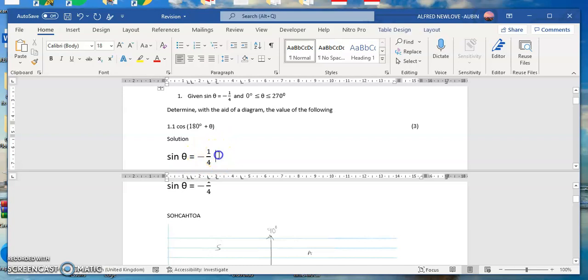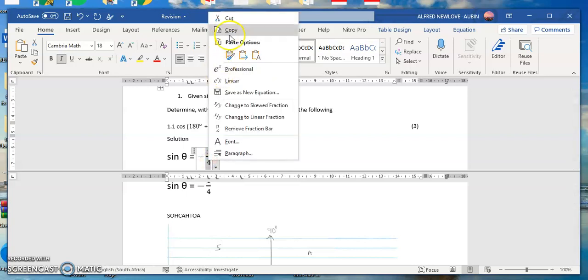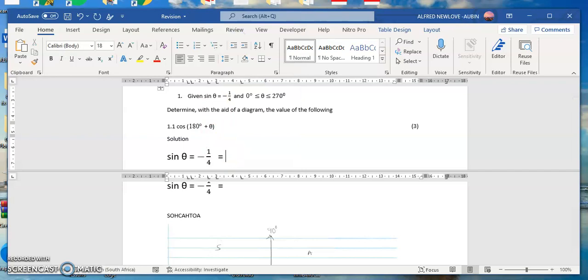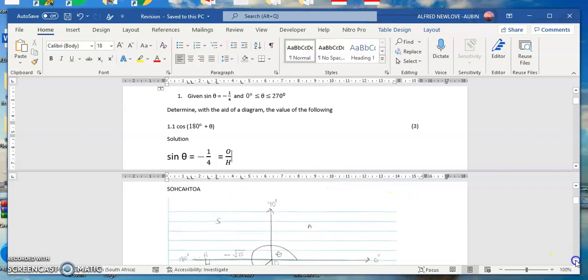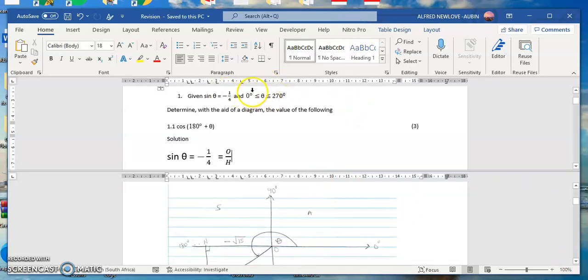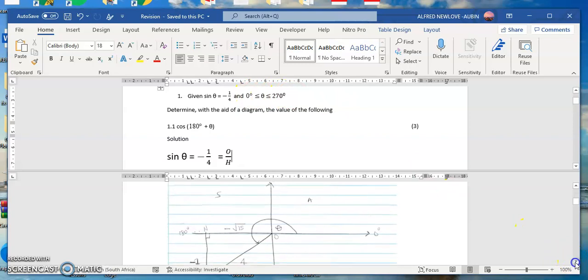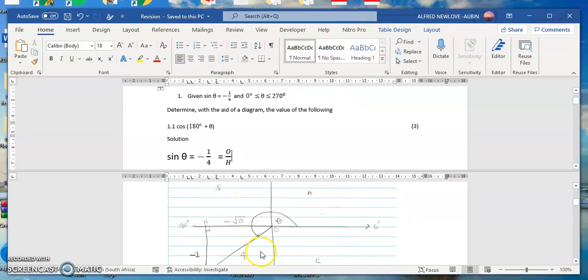Sine is opposite over hypotenuse, so this is my opposite and this is my hypotenuse. Now, to draw the diagram, the question says that theta must be between 0 degrees and 270 degrees. So theta must fall from here to this side. This is not part of it according to this question.